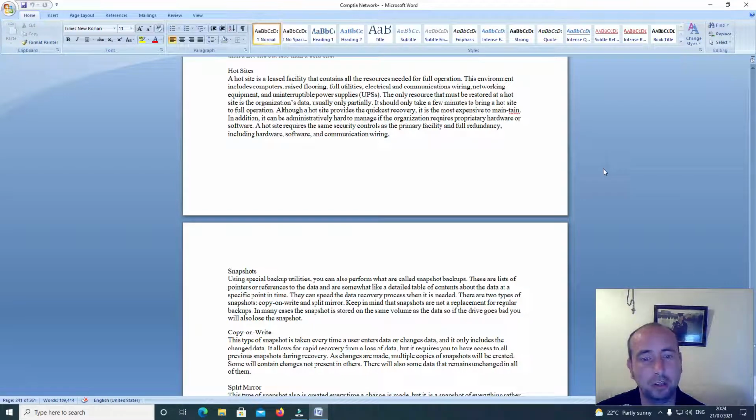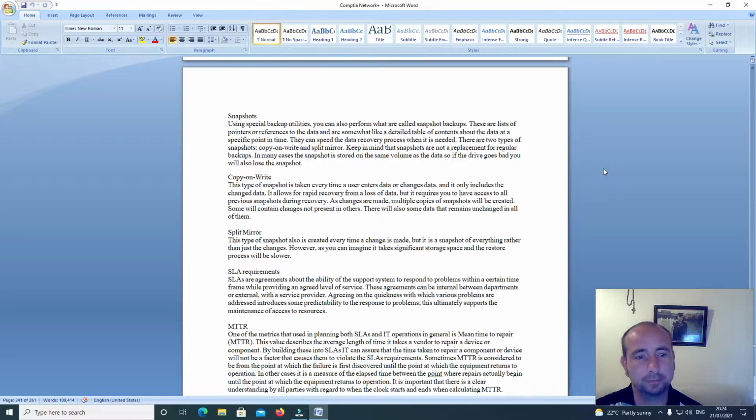Although a hot site provides the quickest recovery, it is the most expensive to maintain. In addition, it can be administratively hard to manage if the organization requires proprietary hardware or software. A hot site requires the same security controls as a primary facility and full redundancy, including hardware, software and communications wiring.